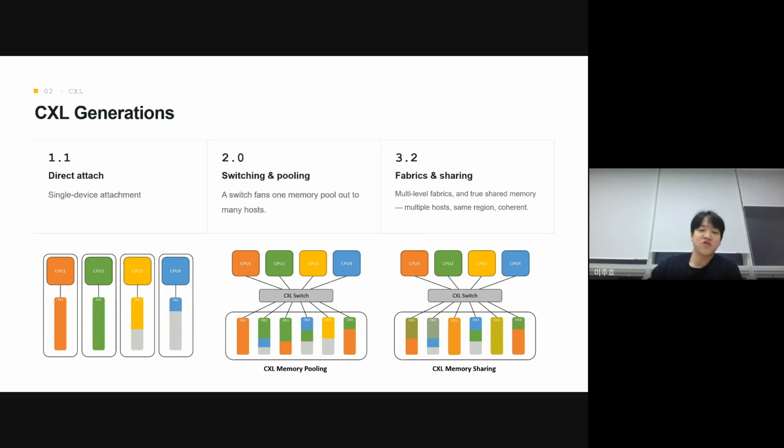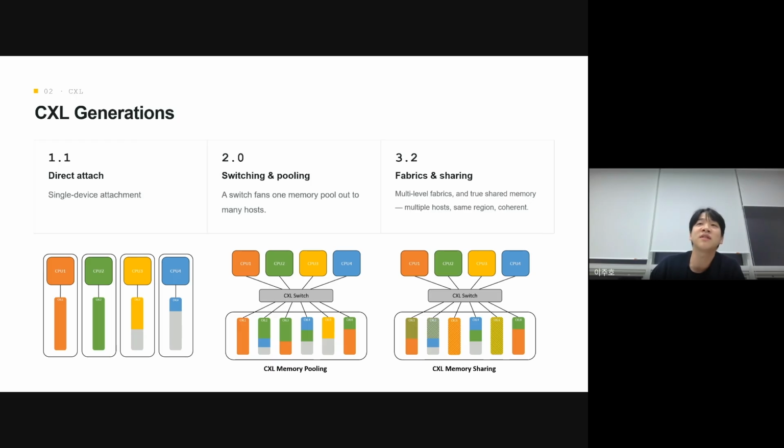So let's take a quick look at the generations. For the CXL 1.1 generation, it allows direct attach only, so one device for one host. And when it becomes the CXL 2.0 generation, it allows switching and pooling, which means that a CXL switch spans one memory pool out to many hosts. And finally, the CXL 3.2 generation allows multi-level fabrics and true shared memory.